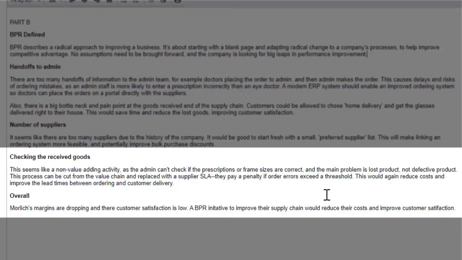Guys, I'm really happy with this answer. I'm looking for 8 marks. I got 6 good ideas in there and an overall comment. Morlich's margins are dropping and their customer satisfaction is low. A BPR initiative to improve their supply chain would reduce their costs and improve satisfaction. Guys, I'm very happy with this answer.